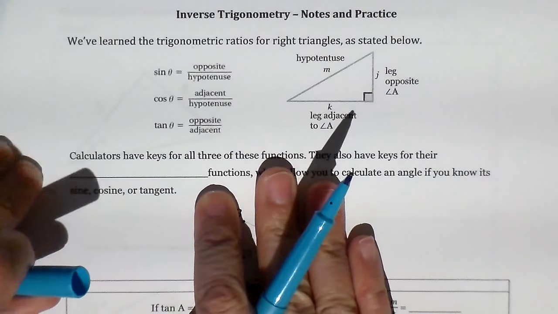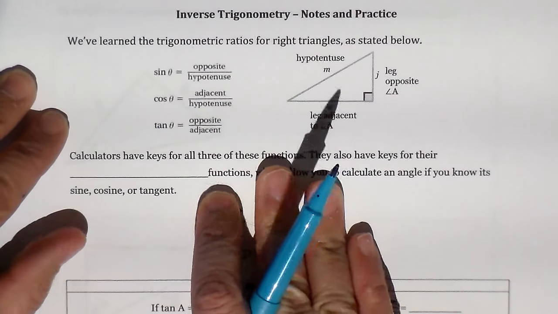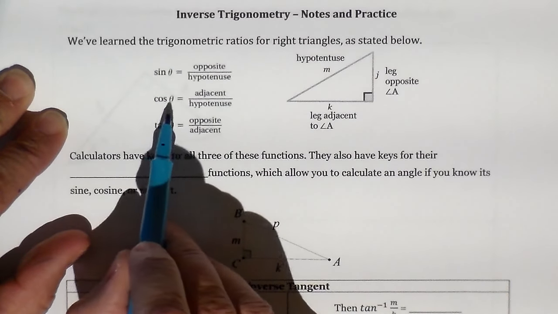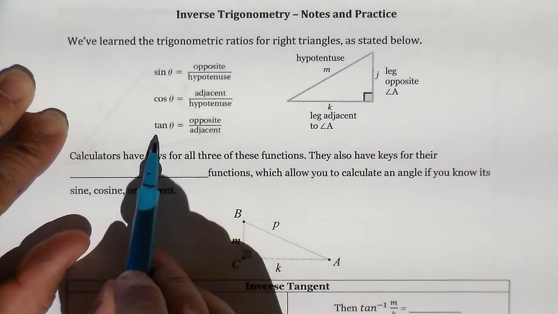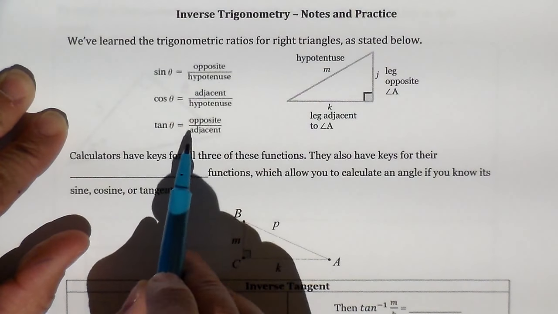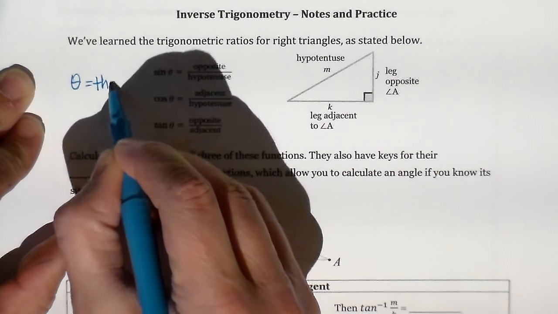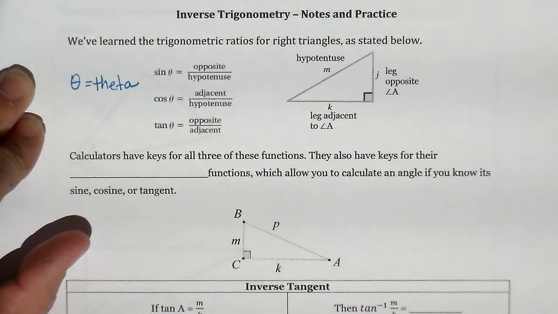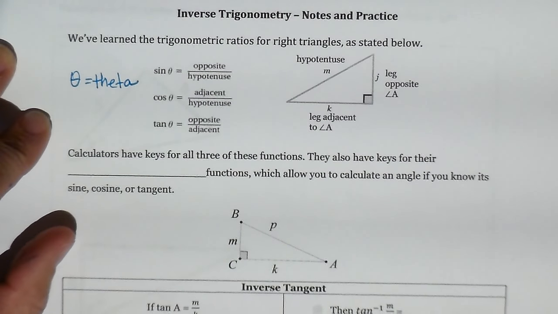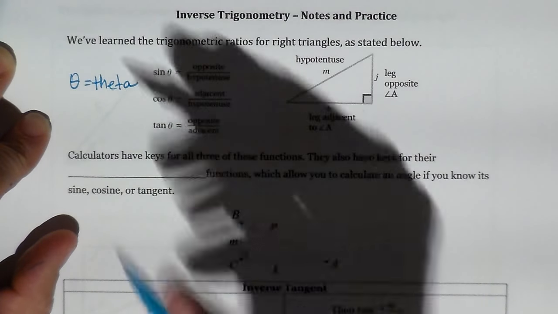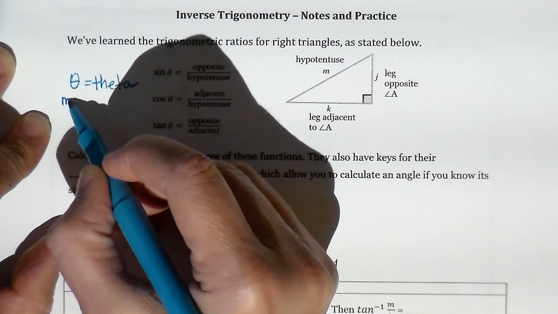All right. This is what we've learned with our trigonometric ratios. We know that sine is opposite over hypotenuse, cosine is adjacent over hypotenuse, and tangent is opposite over adjacent. Now remember, this little symbol right here is theta. And we've talked about theta. Theta is just an algebraic representation, like a variable, to represent angles. Theta is a Greek symbol, and it just indicates that it's the measure of an angle.